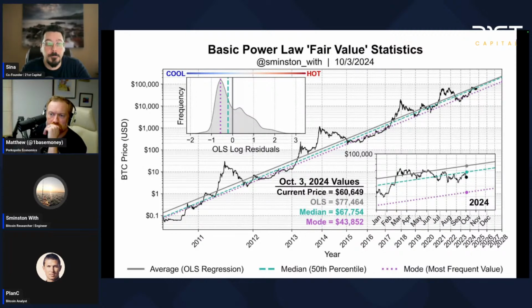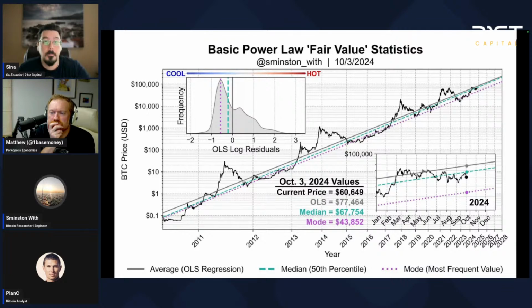I'm showing it in three ways. I'm showing it for the overall price trend in the large plot, and for the inset of 2024 in the bottom right, zoomed in. The upper left is a frequency distribution of the residuals, the deviations from that gray line. Of course, the gray line can be right at 0. Then the median is the dotted teal line, and that's sitting a little bit lower.